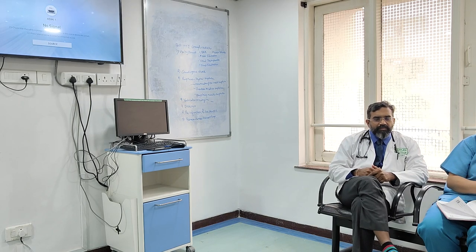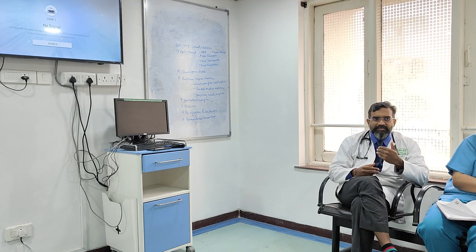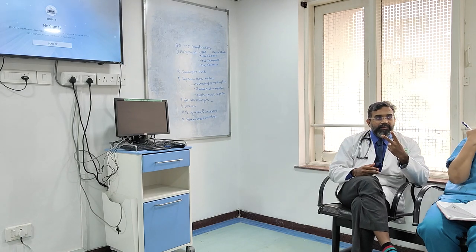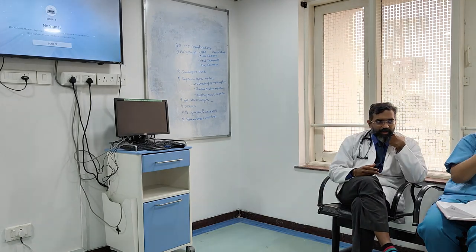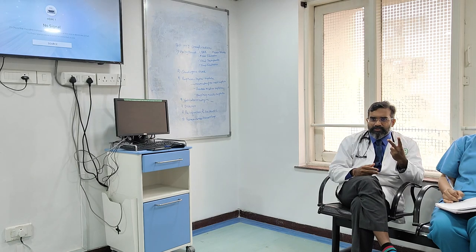Then, how do I cut off the sympathetics physically? Physically, how do I cut off the sympathetics? Two things you can do. Stellate ganglion block. So stellate ganglion block is something you can do. And the second thing is thoracic epidural.